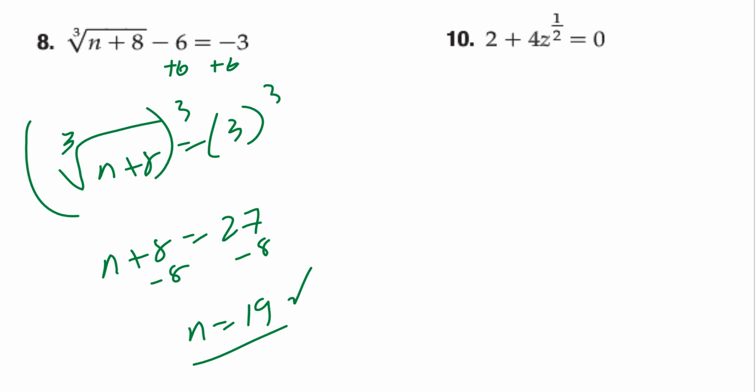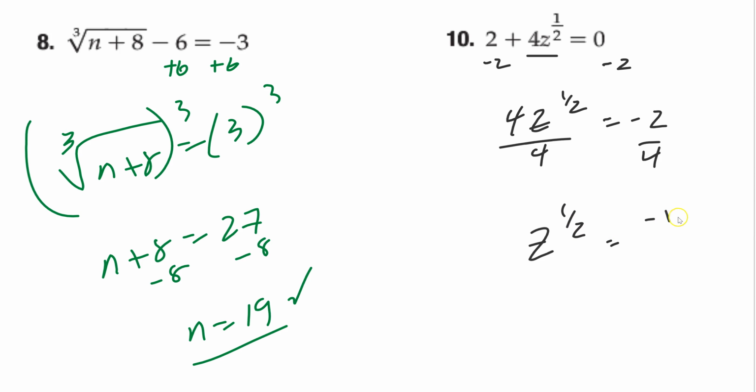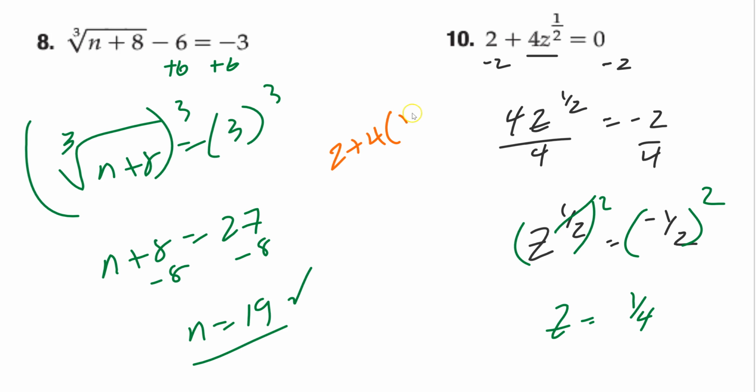So here, again, we want to get this by itself, let's subtract 2. 4z to the 1/2 equals negative 2. Divide by 4. Z to the 1/2 equals negative 1/2. I've got to square both sides. Get rid of that 1/2 power. Z equals 1/4. Don't forget to check our work. Let's plug the 1/4 back in. 2 plus 4 times 1/4 to the 1/2 equals 0.